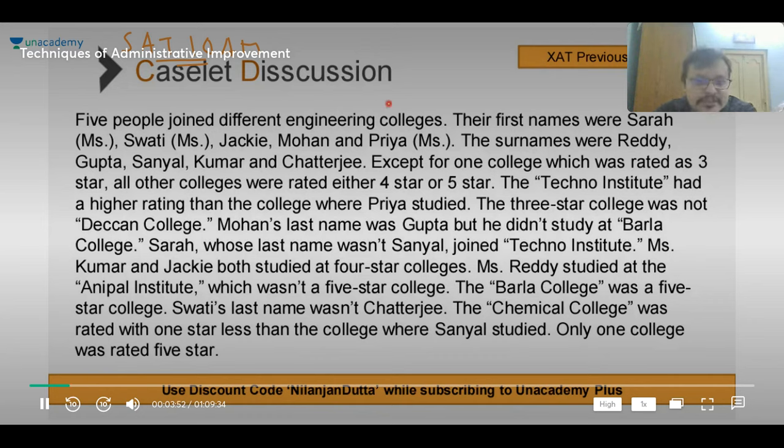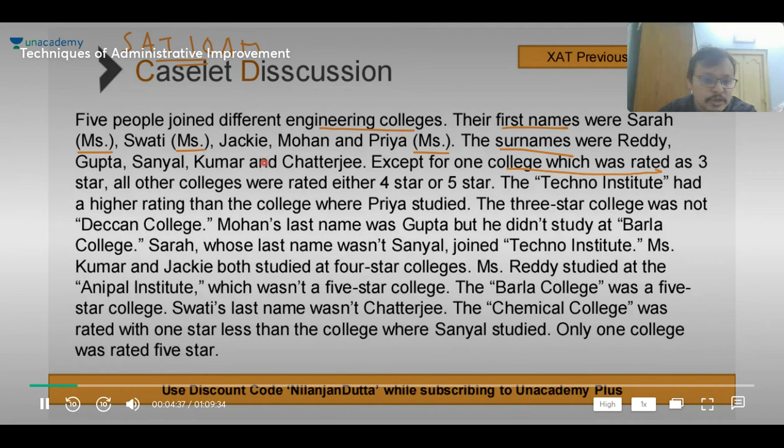So this is the first set. In this set, as you can see, there are multiple parameters involved. They're talking about the engineering colleges, the first name of the students, the surname of the students, and the college ratings. So basically, four broad parameters that you need to work on. Along with that, there's another parameter, the gender parameter, where three of the five students are marked as females, denoted by Miss. So five particular parameters to work with: name of the college, first name, surname, college ranking, as well as the gender of the student. So five parameters to work with to try solving this set.